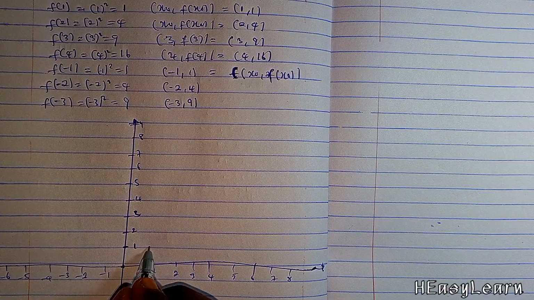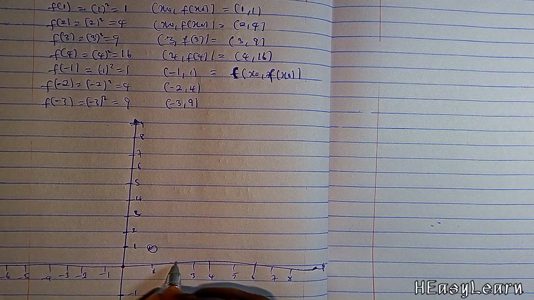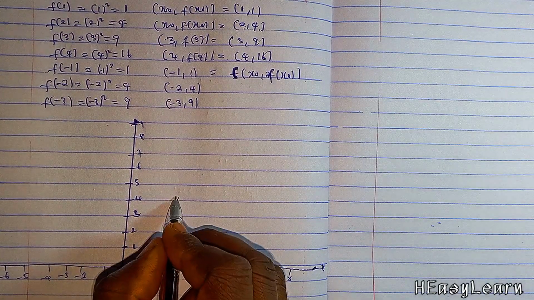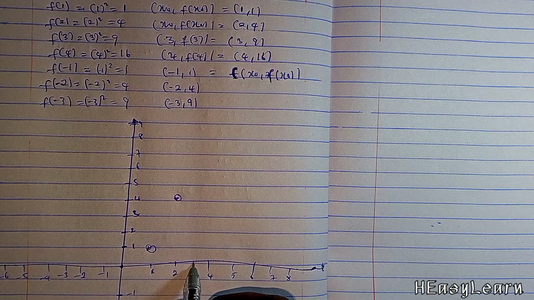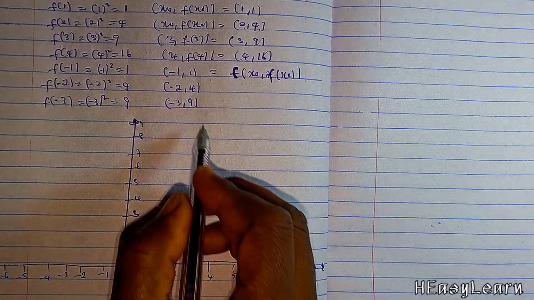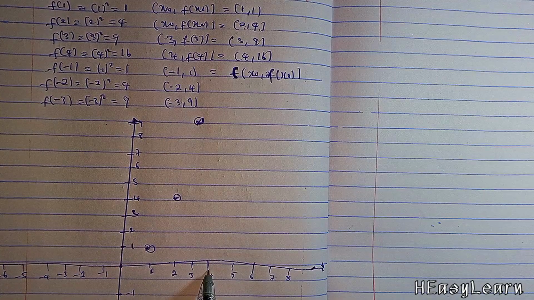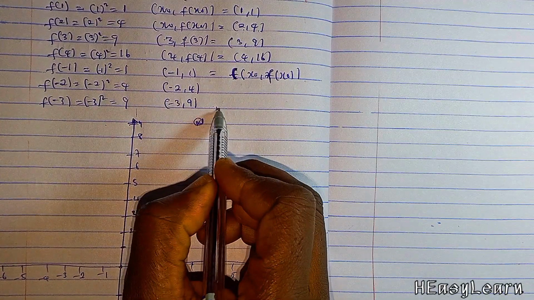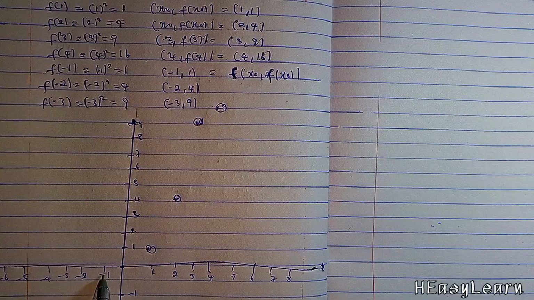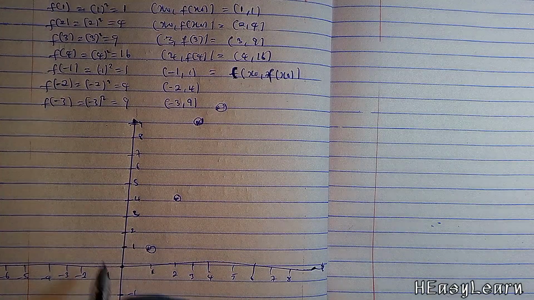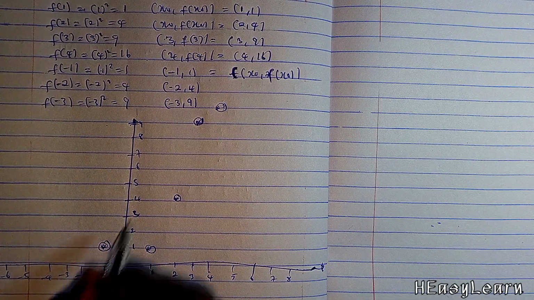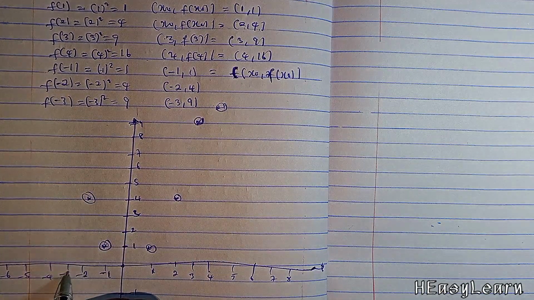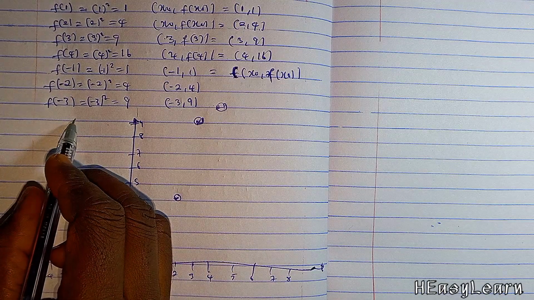When x is 1, y is 1. When x is 2, y is 4. When x is 3, y is 9. So this is up here. When x is 4, y is 16. That is, if you extend this graph up, y is 16. So when x is minus 1, y is 1. When x is minus 2, y is 4. When x is minus 3, y is 9.